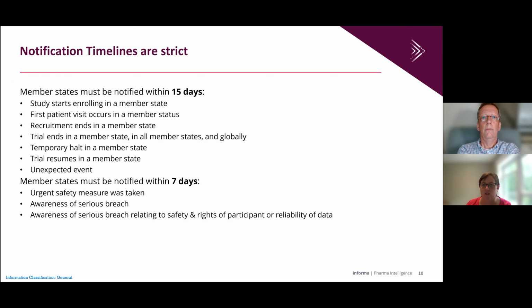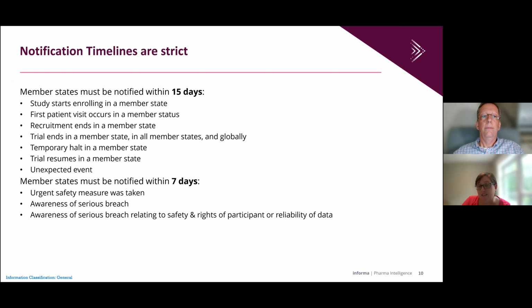So there's a handful of milestones that need to be communicated everywhere from when your study starts in that member state to when the trial ends globally. Of course, if there's any temporary halts or unexpected events, those also get communicated through the CTIS system. This is a drastic change from the current process in EudraCT, where only significant or substantial modifications needed to be communicated and updated in the system.